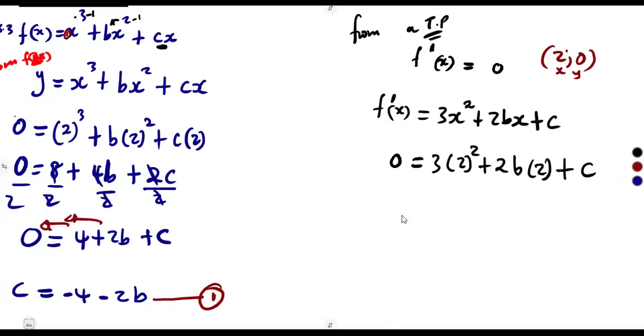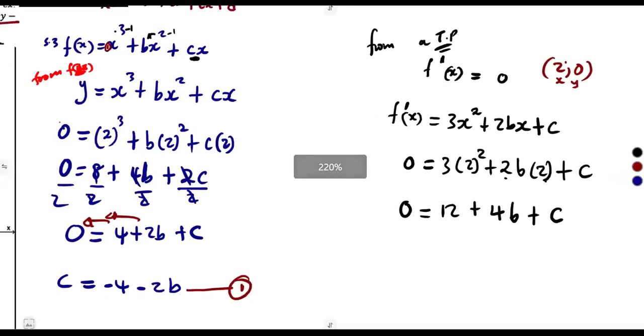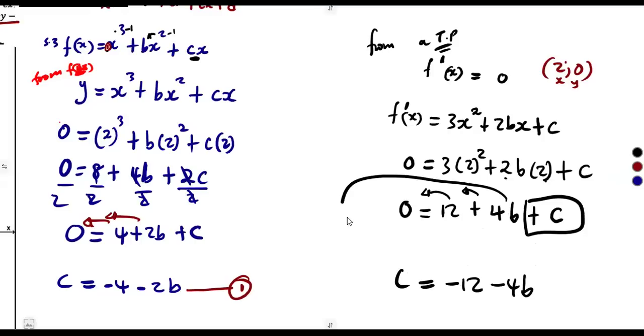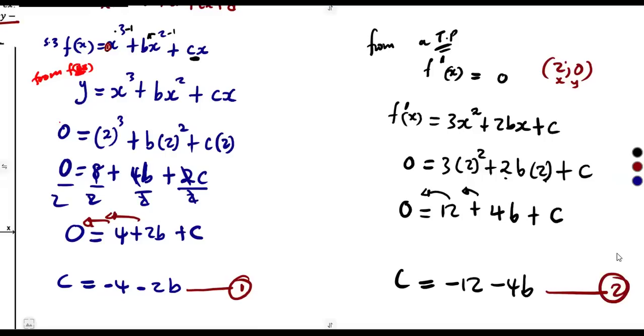So in place of x, substitute 2. Let's simplify this, guys. You're going to get 12 plus 2 times 2, that's 4, so that's 4b plus c. Just like the previous case, we made C the subject, I'm just going to also make C the subject. So C is equal to what? The 12 to the other side is going to be negative 12. The 4b to the other side is going to be negative 4b. So this C is equal to these numbers on the other side of the equation. So this is my equation, guys. I'm going to call it equation 2.